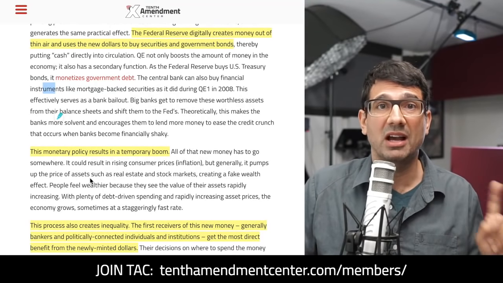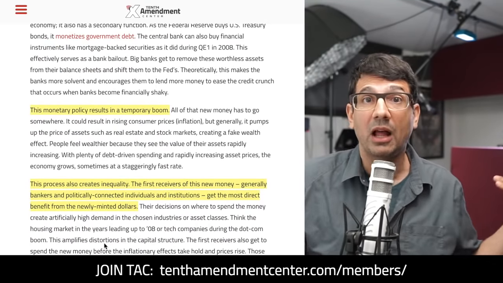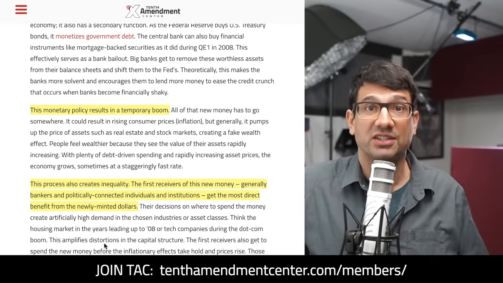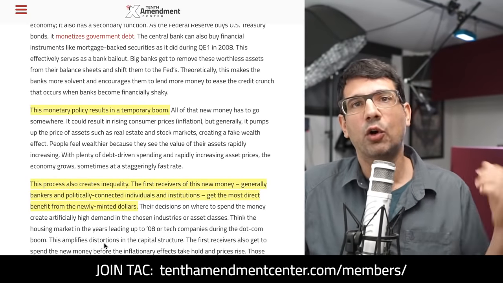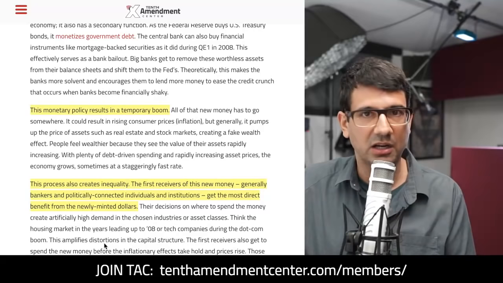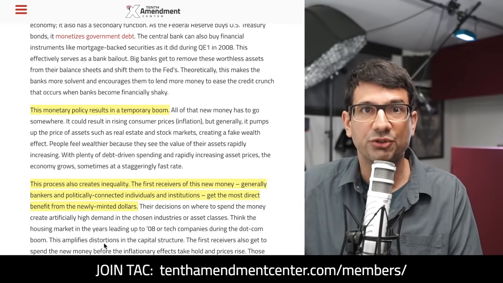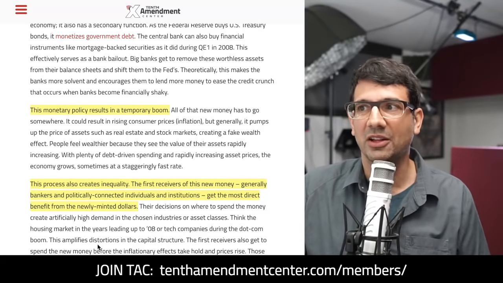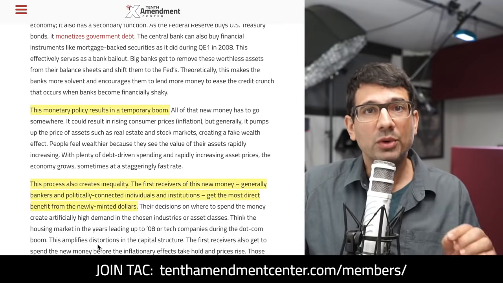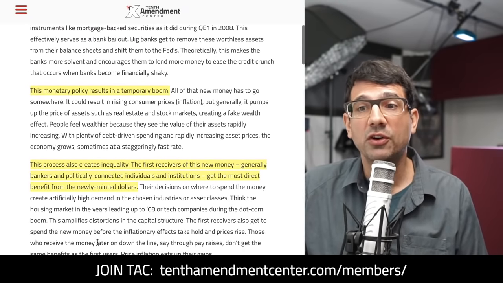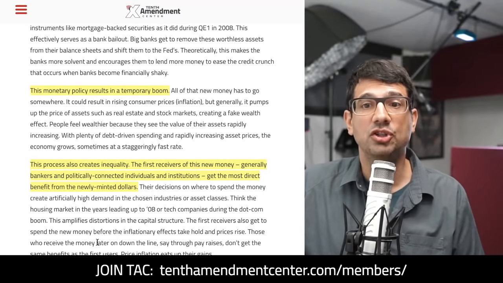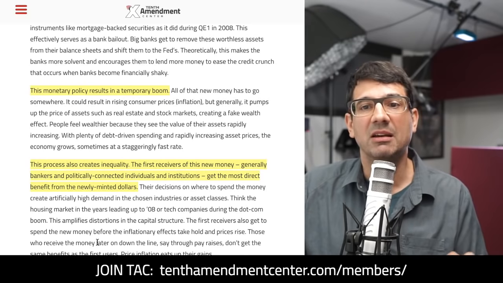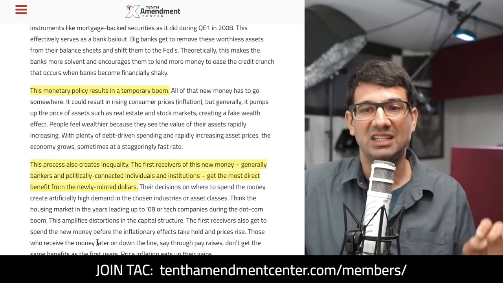Now, Mike points out that the process also creates inequality. People on the left, we hear them talk about the 99%, or the 1% versus the 99%. It's the rich people who are bad, the corporations who are bad. Of course, they rarely talk about government being bad unless they don't like the person in charge, which means they're just not smart because they're missing the big picture and the long game. But it creates inequality. And this is how Mike puts it. The first receivers of this new money, generally bankers and politically connected individuals and institutions, get the most direct benefit from the newly minted dollars.